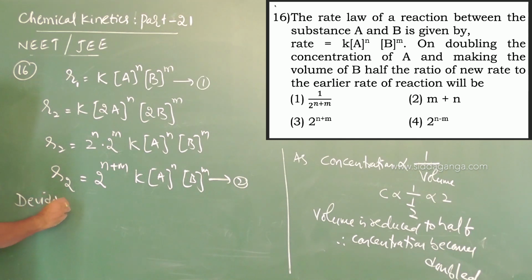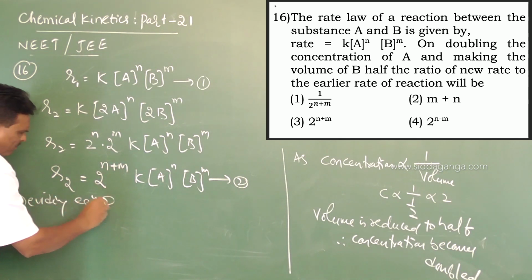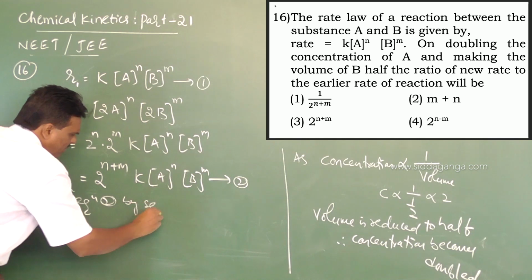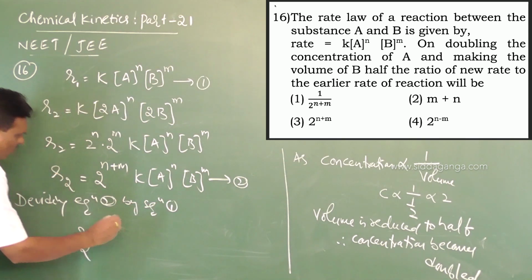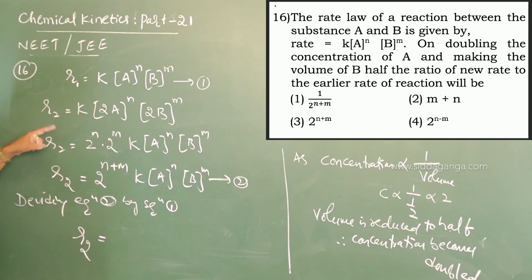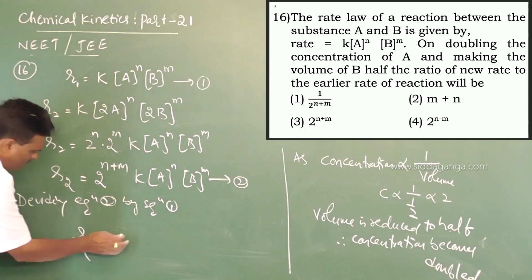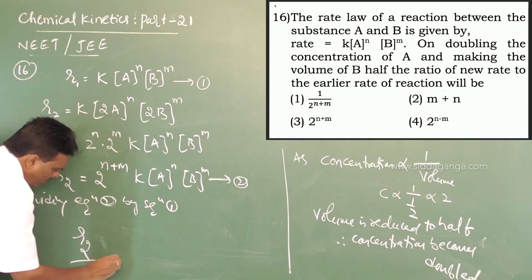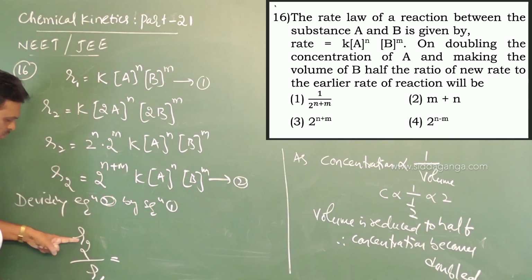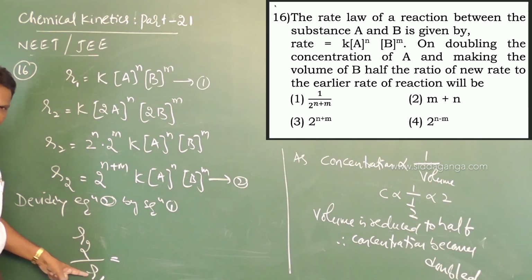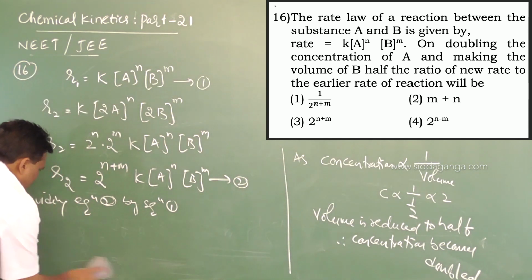So dividing equation 2 by equation 1, we get R2 by R1, which is the ratio of new rate to the initial rate. New rate is R2, initial rate is R1.